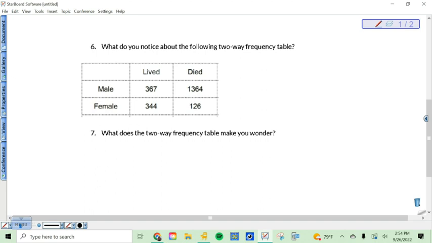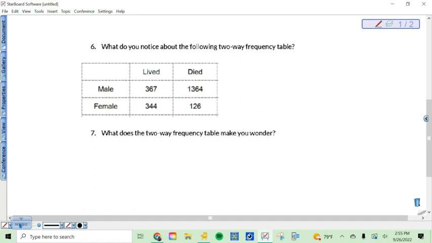All right. Let's talk about number 6. So this is a two-way frequency table. Typically, two-way frequency tables will have labels on the side as well as on the top, right? So we've got male and female. We have lived and died. So the number of males that lived is 367. The number of males that died is 1,364, right?